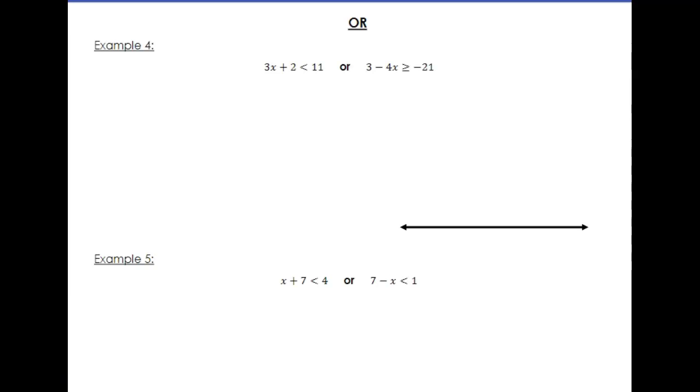So, in example 4, I have 2 separate inequalities. They're also connected with the word OR, which means that these are OR inequalities. So I'm going to take each one separately and I'm going to solve for x by doing inverse operations. So if I want x by itself, I need to subtract 2 from both sides. I have 3x is less than 11 minus 2, which is 9. And to get rid of this times 3, I divide by 3. I have x is less than 3.